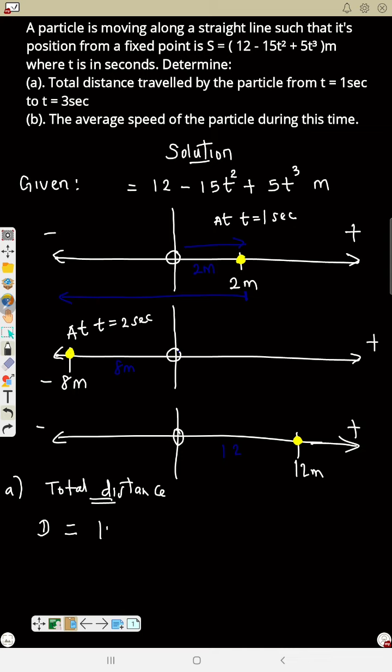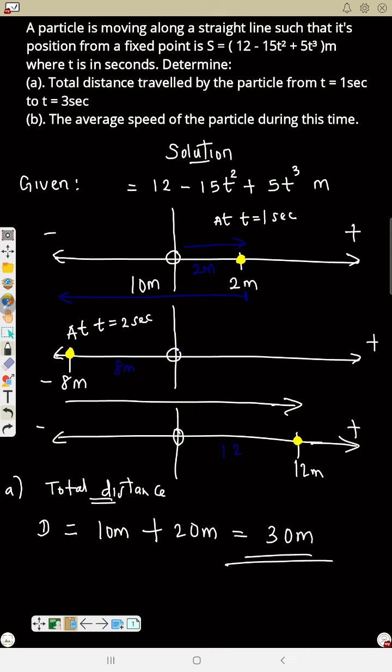So distance now is 10 meter. That is from this position, because the particle is moving from this position back to this position. So the distance covered by the particle is 10 meter here. Plus, then from this position to this position back, this is 8, and from here to here is 12. Total is 20. So that means this place is plus 20 meter. So the total distance traveled is 30 meter. That means this particle has just traveled 30 meter.